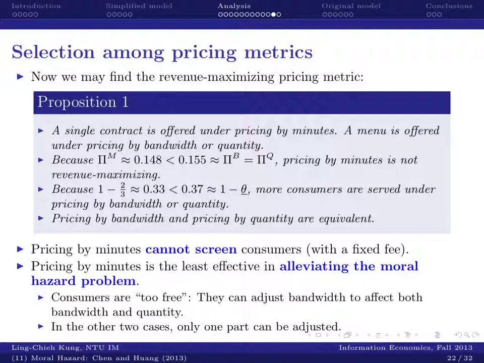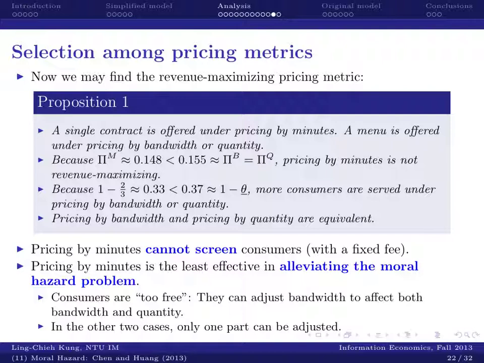If you fix bandwidth, adjusting minutes only affects quantity. If you fix quantity, then adjusting whatever only affects bandwidth. Okay? So when you do pricing by minutes, consumers are the freest, and you are giving them the highest flexibility to do whatever they like. Or we can say they are in the most uncontrollable situation. So that means the moral hazard problem is somewhat the most serious.